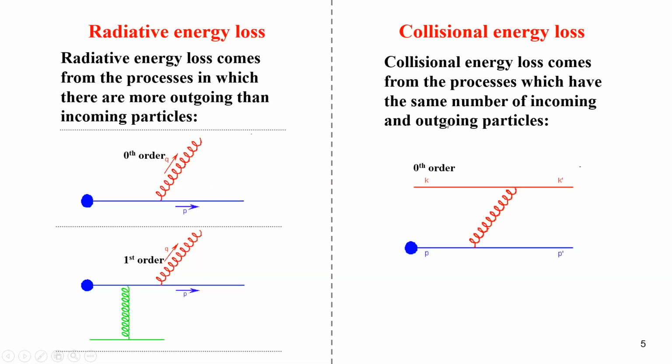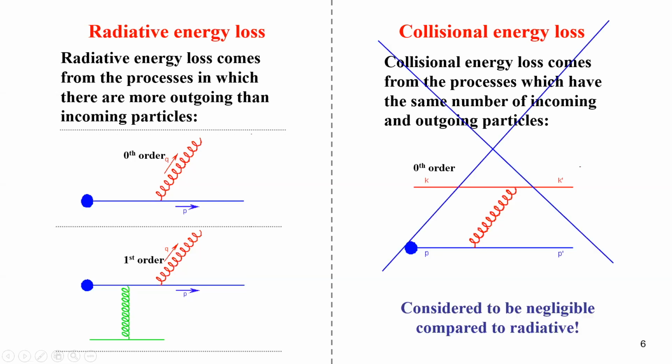On the other hand, collisional energy loss consists of processes in which there are the same number of incoming and outgoing particles. That is, the energy and momentum are exchanged between already existing particles. For a long time, it was considered that collisional energy loss is negligible compared to radiative, and that the radiative energy loss is generally the dominant energy loss mechanism in quark-gluon plasma.